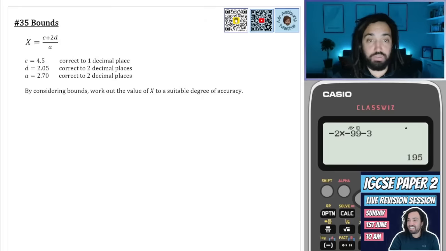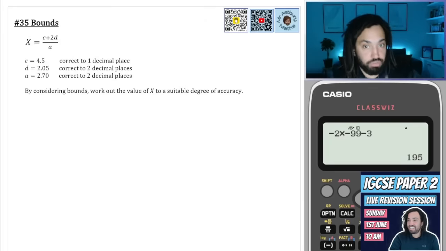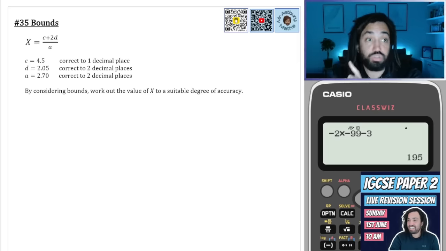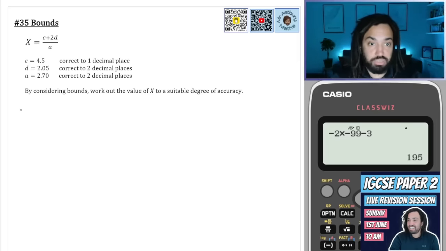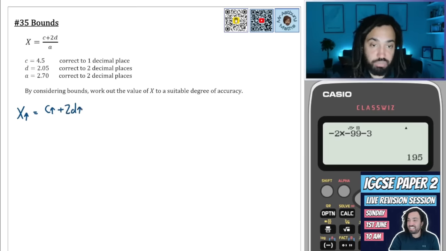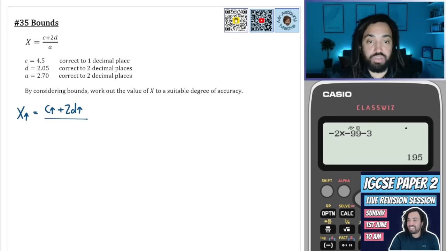Okay, bounds. It says, by considering bounds, work out the value of x to a suitable degree of accuracy. Well, that means we need to find the upper and the lower bound. So let's find the upper bound of x first. So c needs to be upper because it's on top of the fraction, we want the numerator to be big. And d also needs to be upper. But we're dividing by a, so we're going to want that to be small because the smaller the number we divide by, the bigger our answer is.